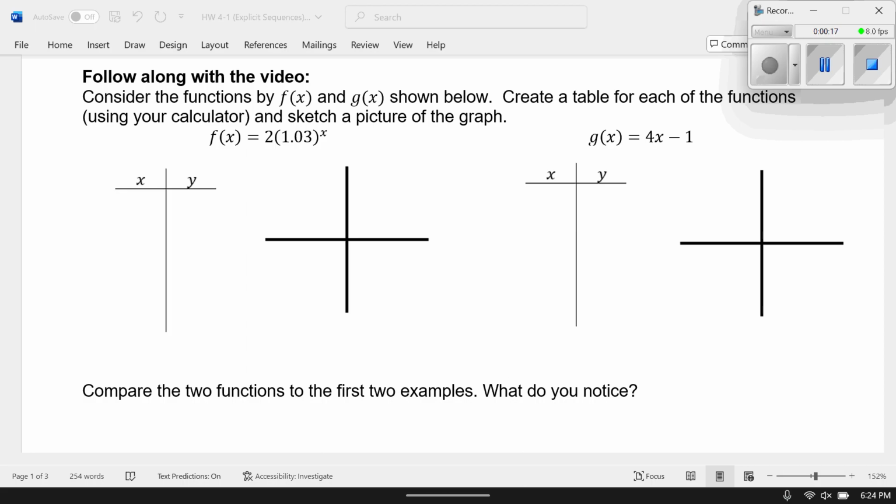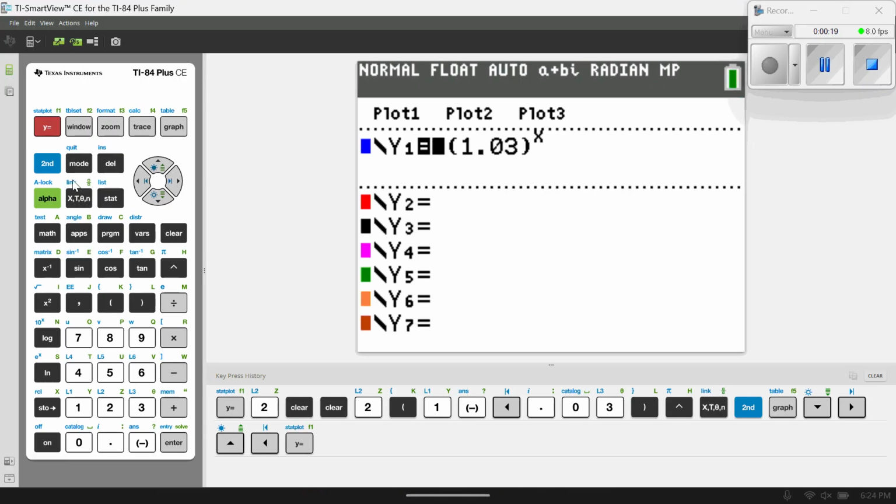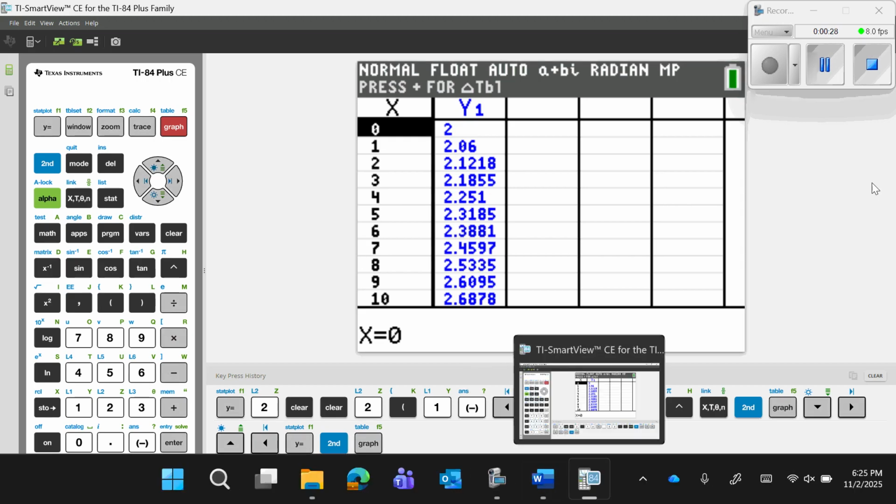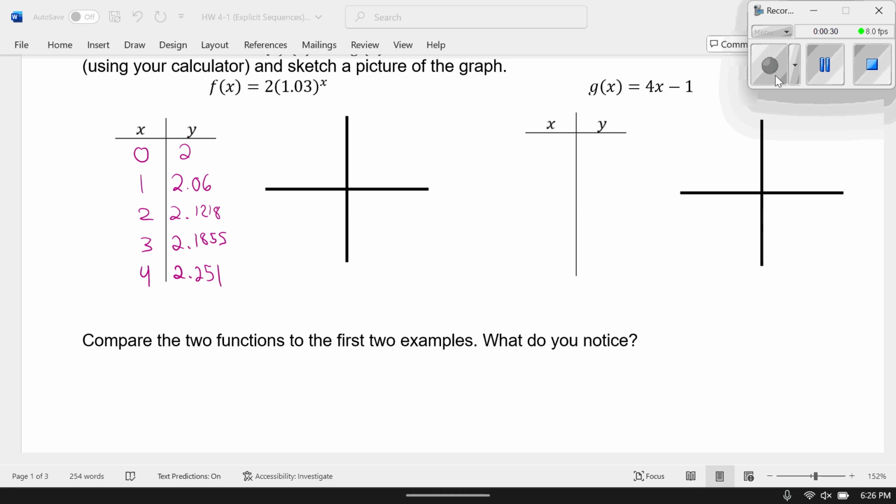So for the one on the left, I put that in my calculator already in my equals. I'm going to go to the table. I'm going to copy down the first few points. I'm going to pause the video and come back and do that. Okay, I have it copied.